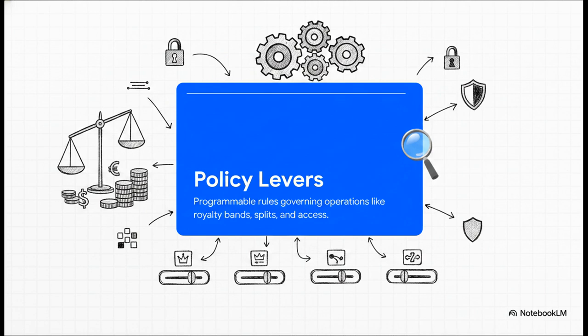If the economic engine is the machinery itself, these policy levers are the control panel. To be completely clear on the definition here, policy levers are the programmable rules and parameters governing operations like royalty bands, splits, access, staking, and task launches within the Codatta ecosystem. By actively adjusting these levers, the protocol can adapt, it can secure itself, and most importantly, it can incentivize the exact behaviors it needs to really thrive.